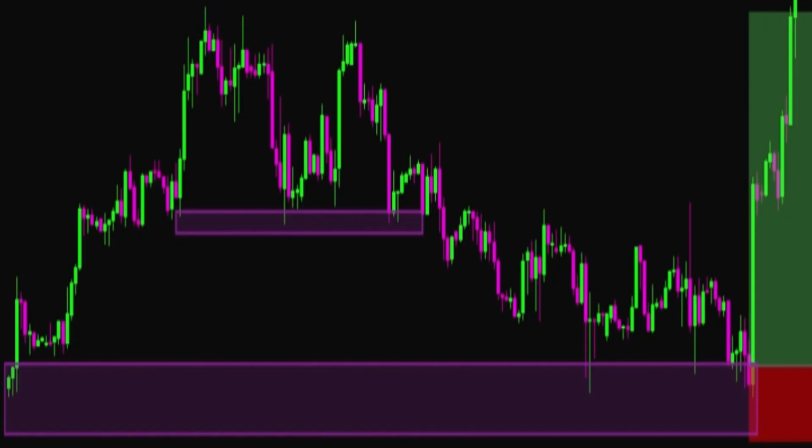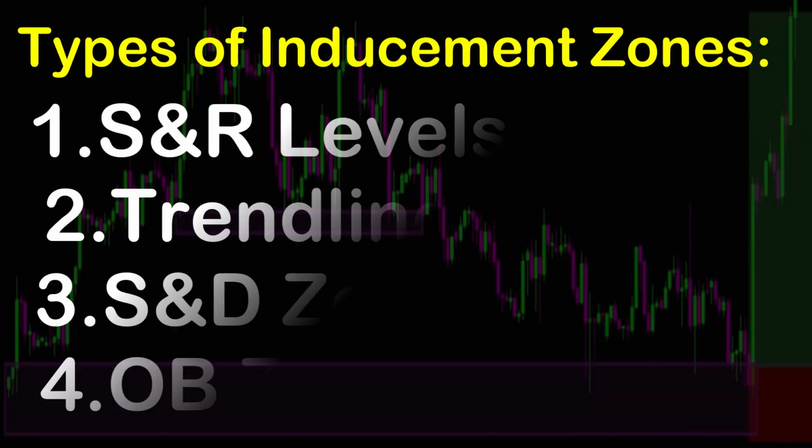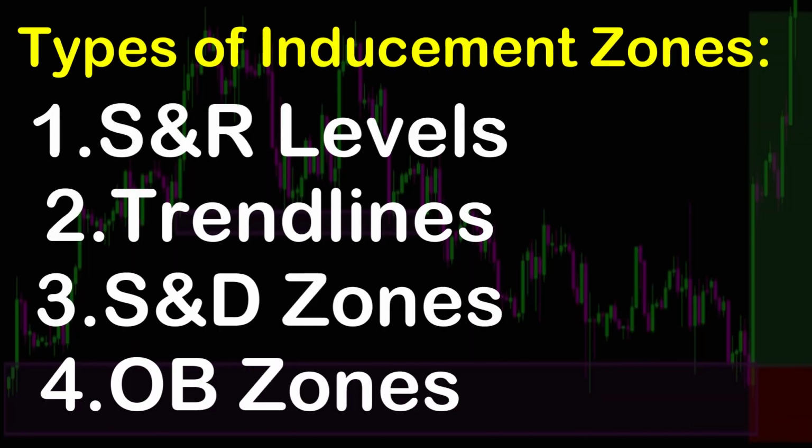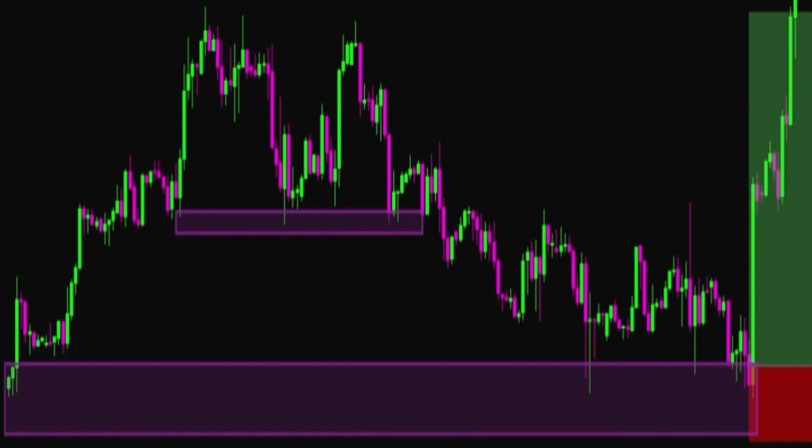The impatient traders often fall into such inducement traps. There are many types of inducement zones formed in the market, which induce the retail traders and small institutions into the market. Let us see the different types of inducement zones that the smart money makes in order to trap the retail traders as well as small institutional traders. These are all the types of inducement zones which we are going to learn in detail.